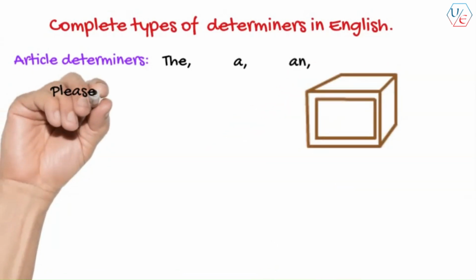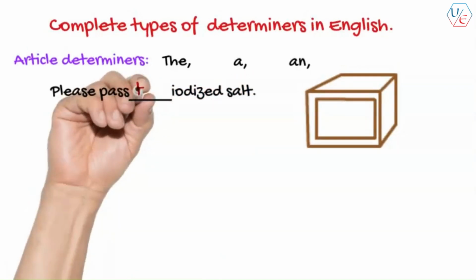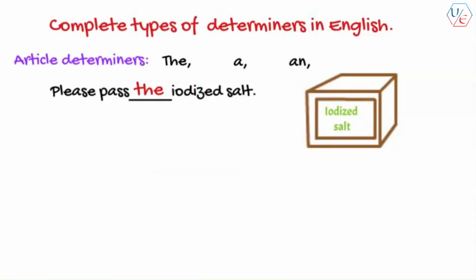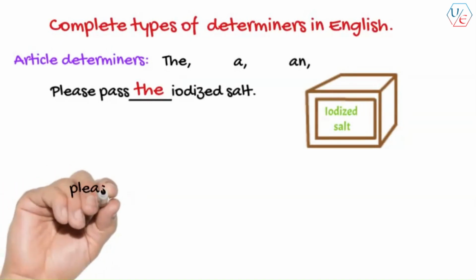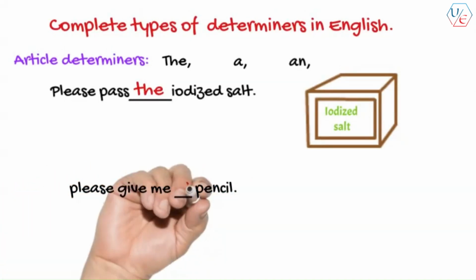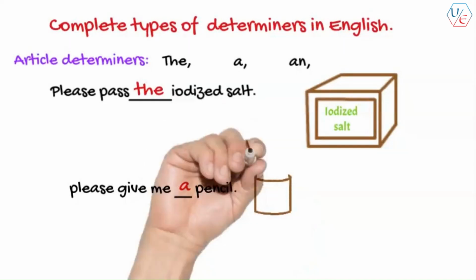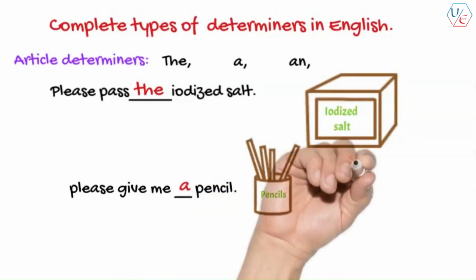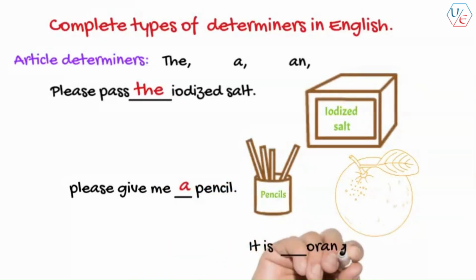In the sentence, please pass the iodized salt, the speaker is requesting specific salt. But in the sentence, please give me a pencil, the speaker is requesting a pencil that is not a specific one. Again in the sentence, it is an orange, the speaker is telling about a common orange. Thus article determiners are used to introduce nouns that are unique or general.